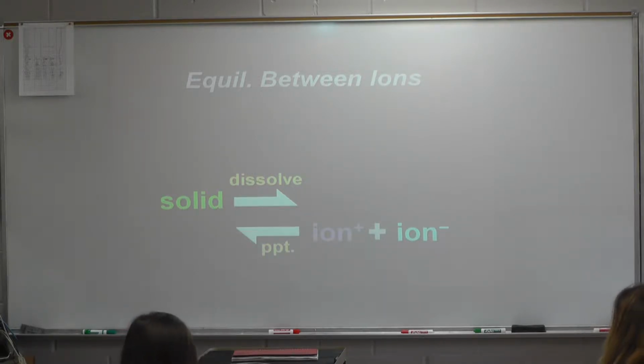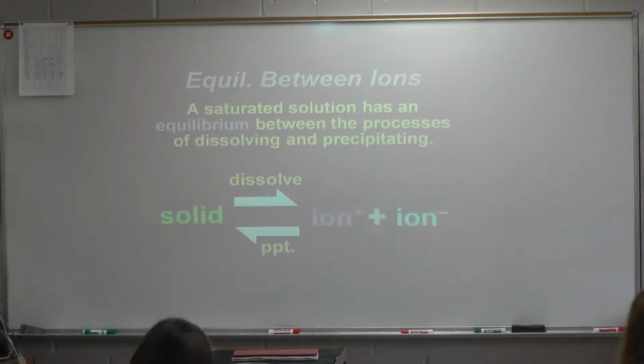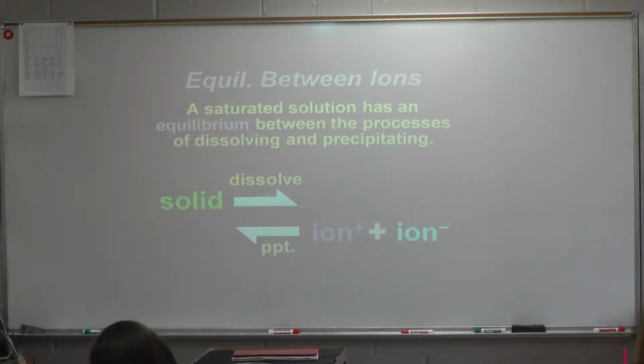Some things dissolve easier than others. We talked about when you reach your saturation point, you are producing ions as fast as you are taking those ions and going back to the solid form, or precipitating them. So the two processes are dissolving and turning into ions, and precipitating, turning back into a solid.